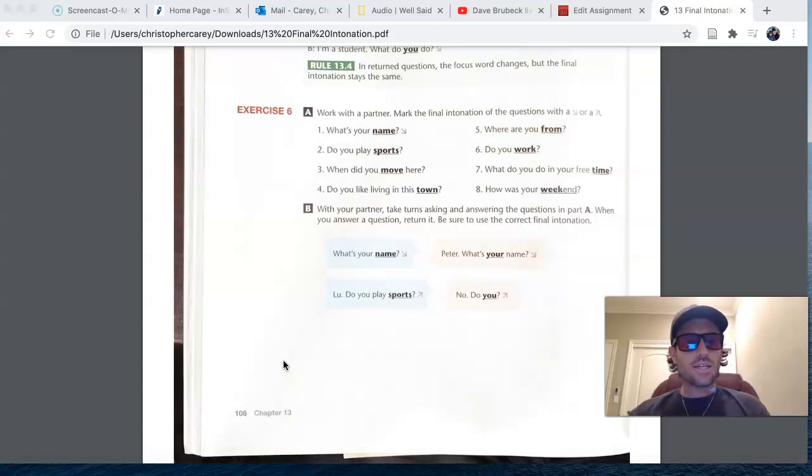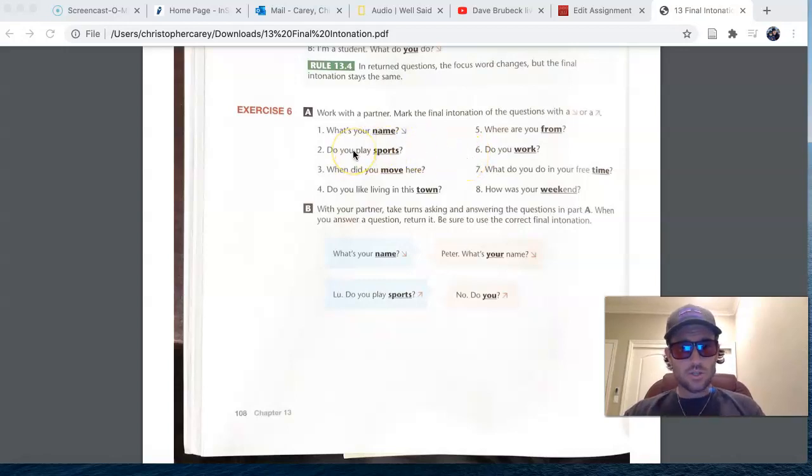For exercise 6, this is very tricky, but for exercise 6 we have a mix of WH questions as you can see, and then yes/no questions, those that begin with do you. And for exercise 6 there are two parts.